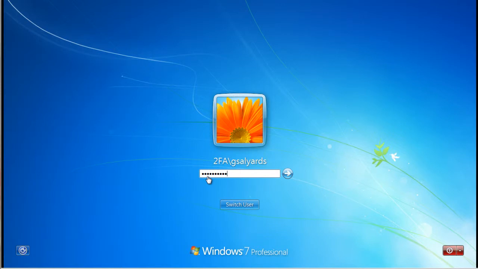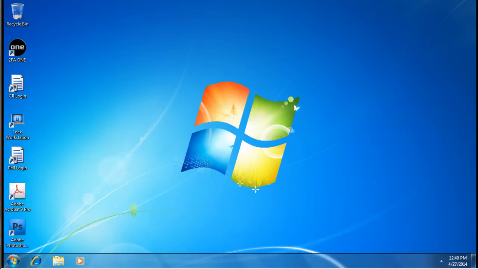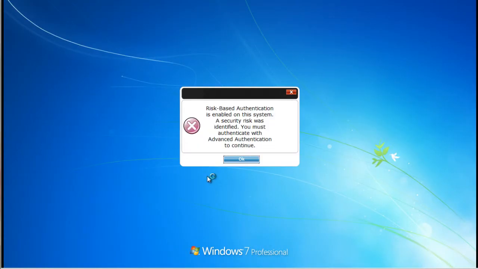In this case, I'm going to log on with username and password. Risk-based authentication is enabled on this system. Not unlike a website, but we're doing this with the Windows logon environment, so we can determine risk-based authentication within Windows logon.